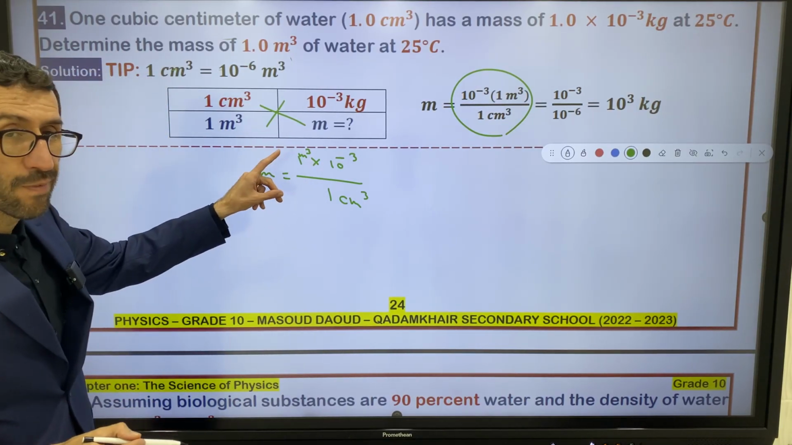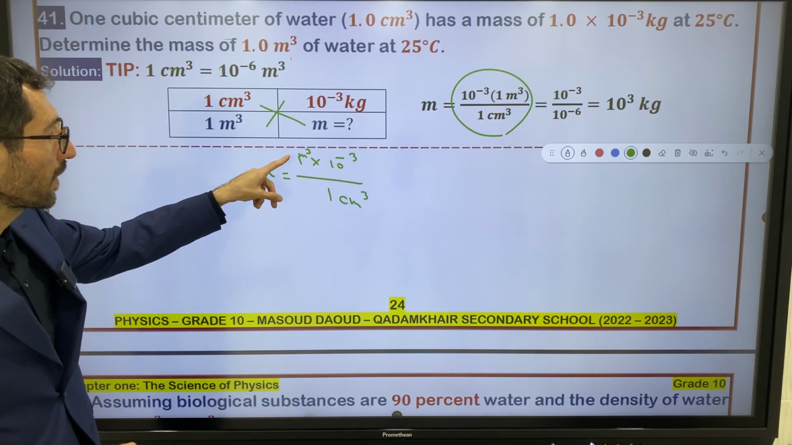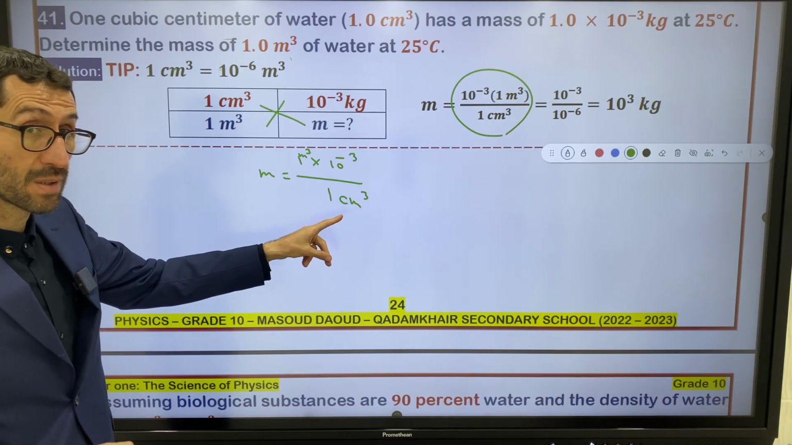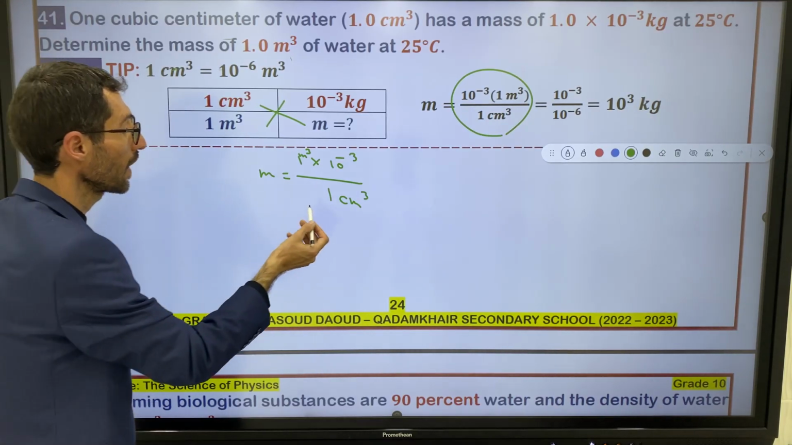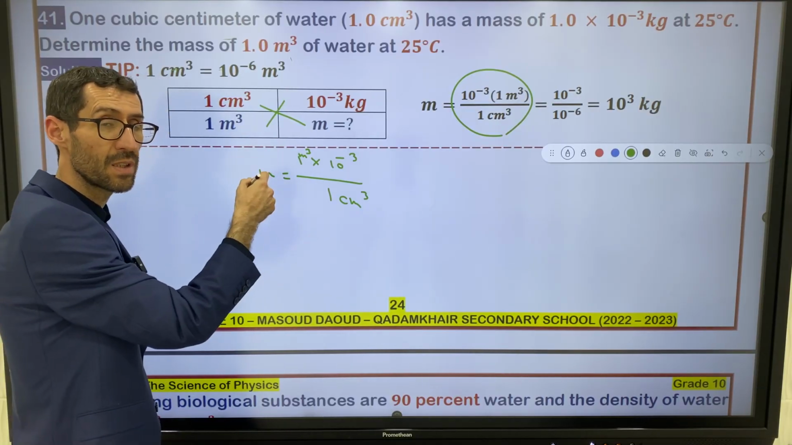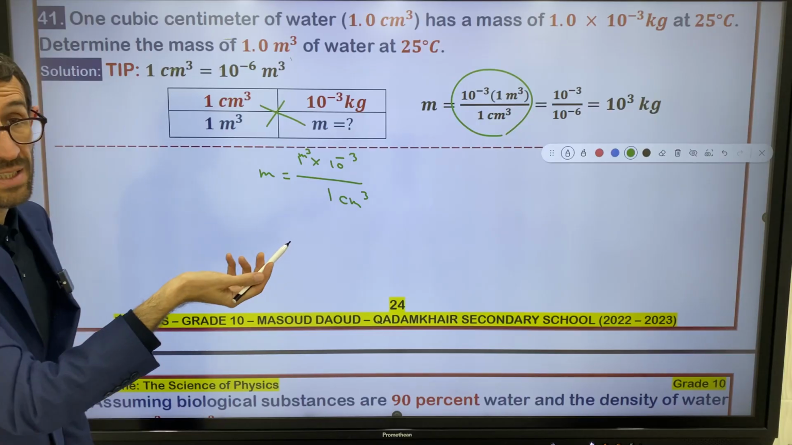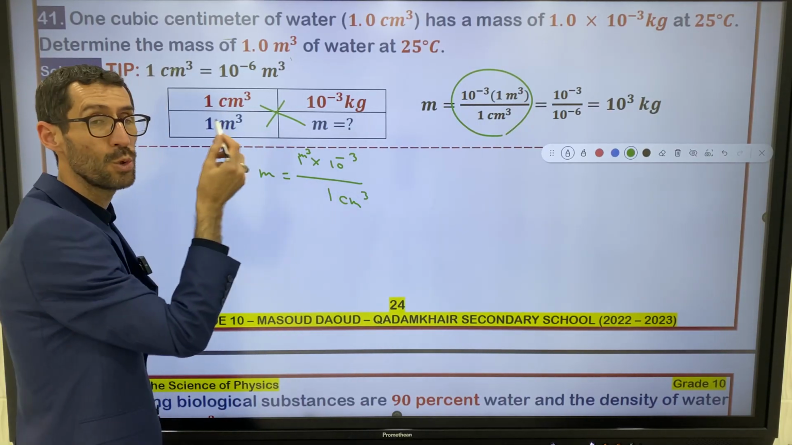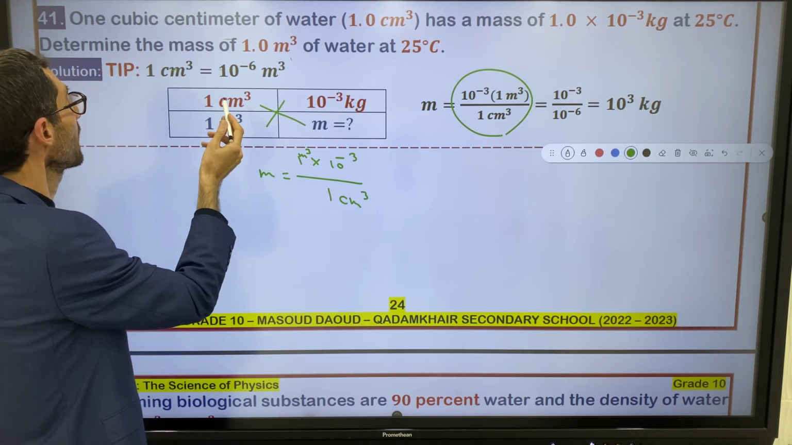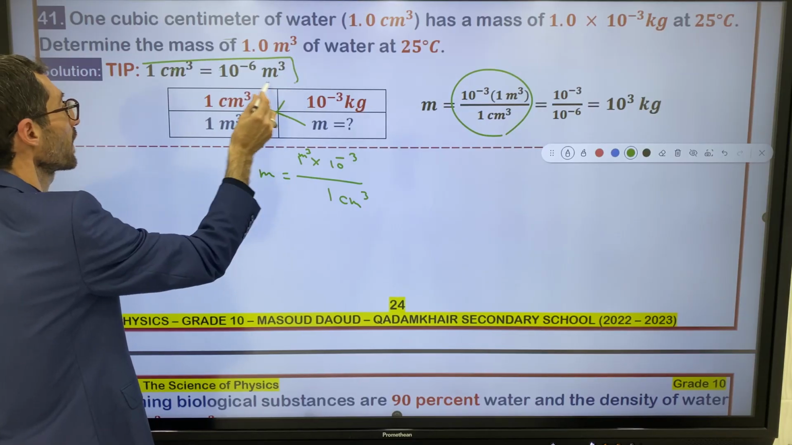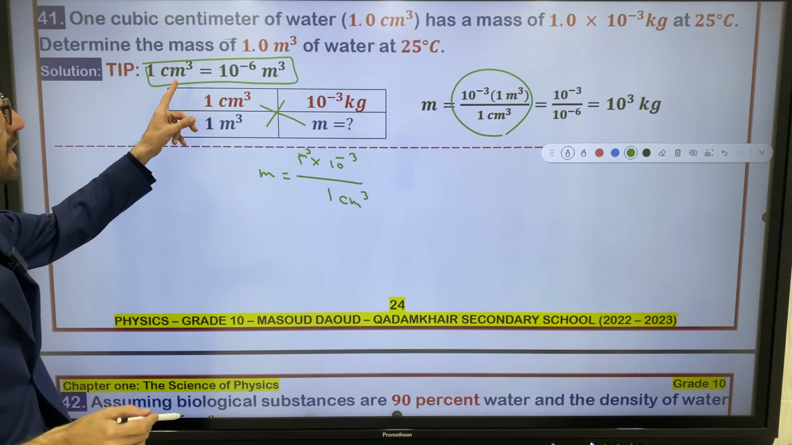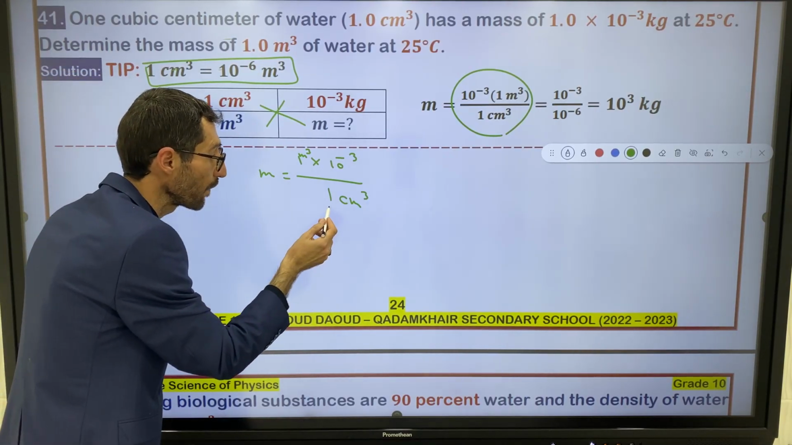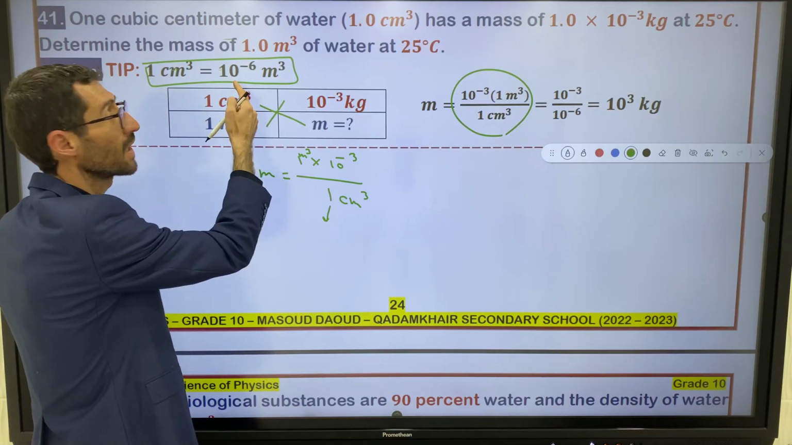Is it valid in mathematics or physics, 1 cubic meter divided by 1 cubic centimeter? It can't be. You have to convert either centimeter cube to meter cube or meter cube to centimeter cube. Right now we want to convert centimeter cube to meter cube, and I told you this number. We have a tip here. 1 cubic centimeter is equivalent to 10 to the power negative 6. That's why instead of this number, you have to put 10 to the power negative 6.